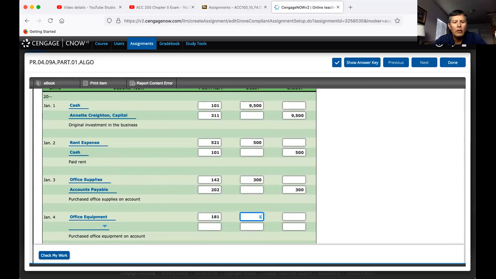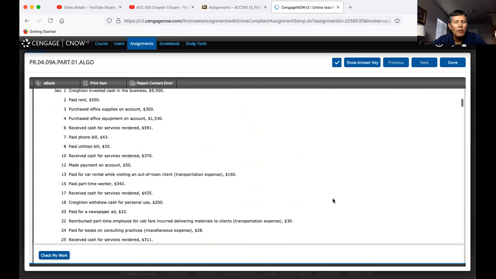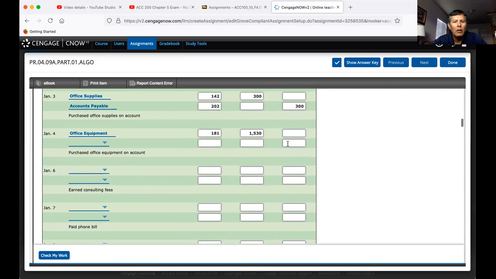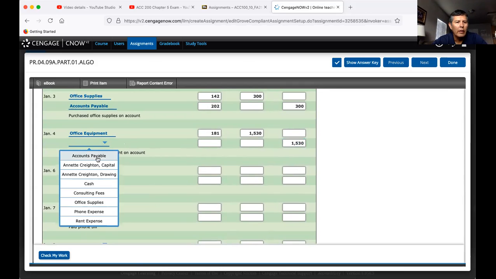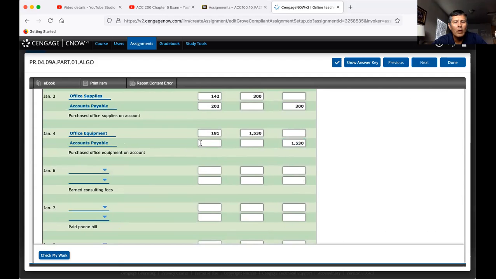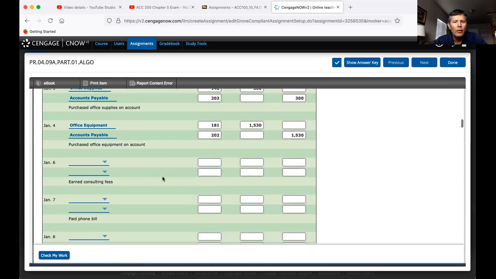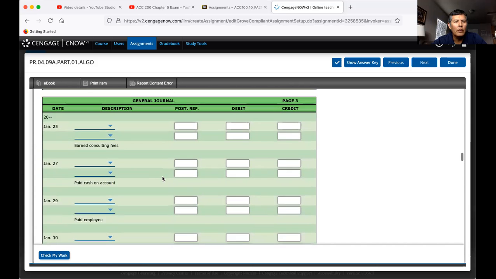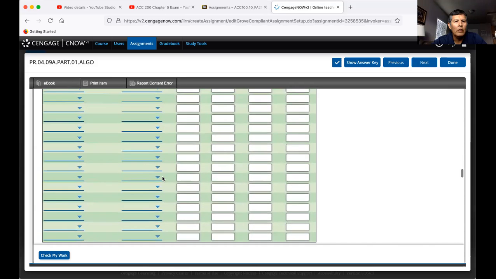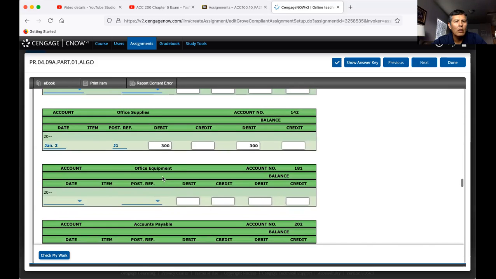181. It goes 1530. Let me double check. Yep, 1530. I know this is going to be 1530, so I'm going to put it in right there. Okay. Accounts payable again. Accounts payable is 202. Okay, we're good there. So we're going to office equipment, 181 in January 4th, 1530. Okay, so coming down here, this is cash equipment.